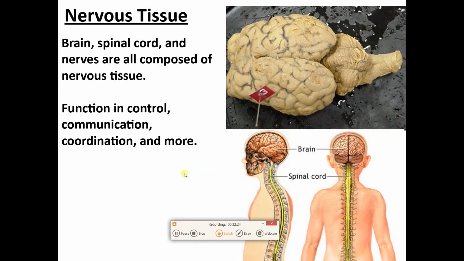Nervous tissue. Nervous tissue is going to make things like the brain, spinal cord, and nerves. Part of the nervous system, obviously. Here's a sheep brain right here. We're going to dissect that later this semester. Human brain and spinal cord, nerves coming out of it, all made of nervous tissue. Nervous tissue is functioning in control, communication, coordination, and so much more.